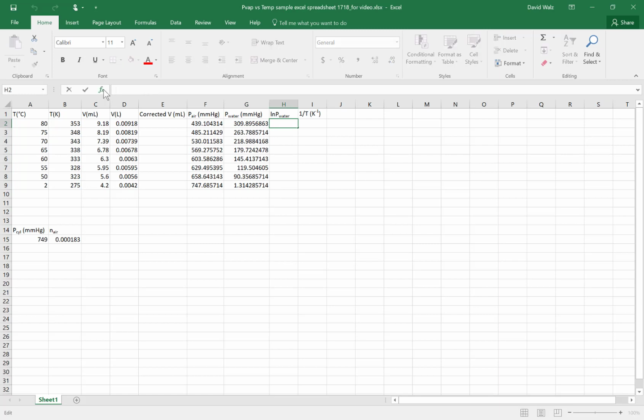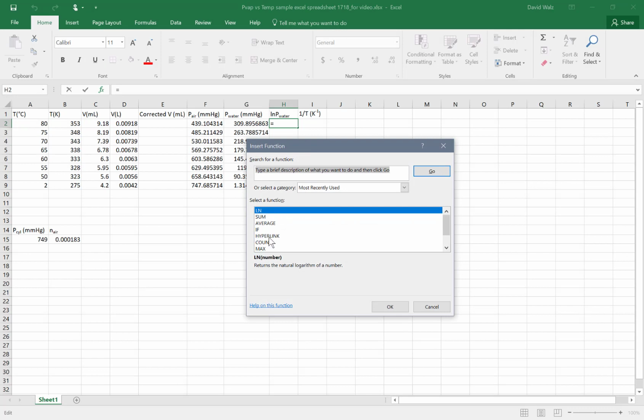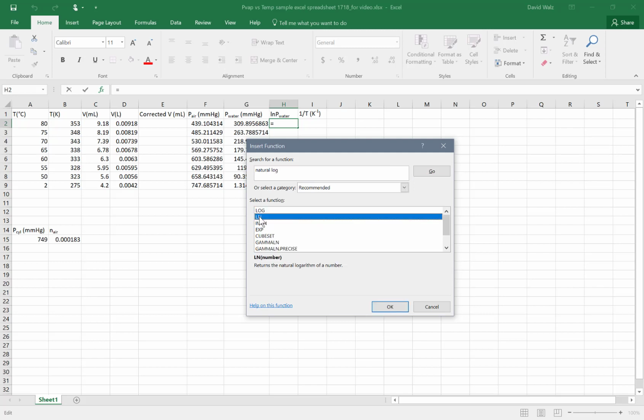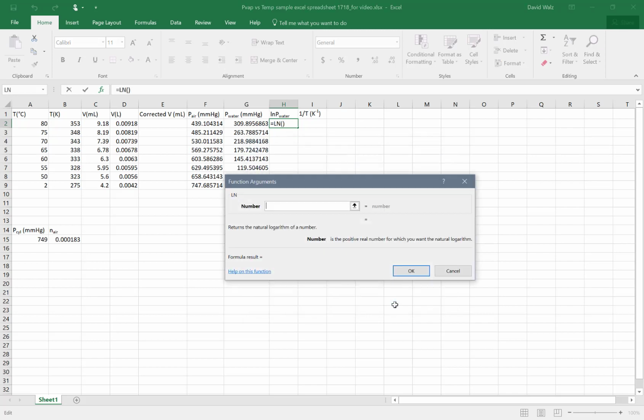So I'm going to go here, and then I'm going to click on this fx to insert function, and Excel has a whole database of functions here. So it knows I want to do ln because it remembers. I was playing around with this earlier. But if you want to search for something, you just type in natural log, and it shows you all the different logs it can do. So I want to do natural log. I'm going to hit OK.